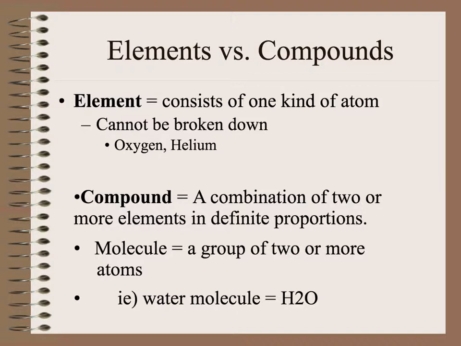We have a water molecule, right? We're combining two hydrogens with an oxygen. You cannot find water on the periodic table, but you can find hydrogen and oxygen. Those are the elements, but they come together as a combination or a compound, also called a molecule, a group of two or more atoms.